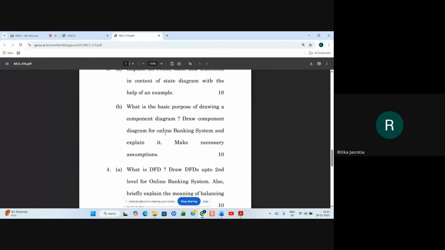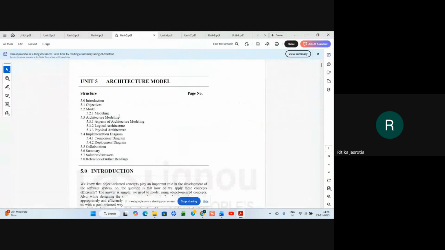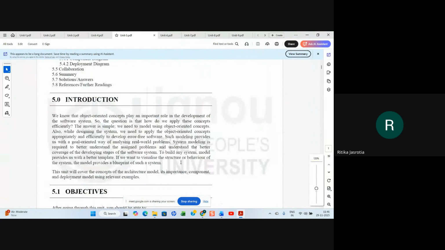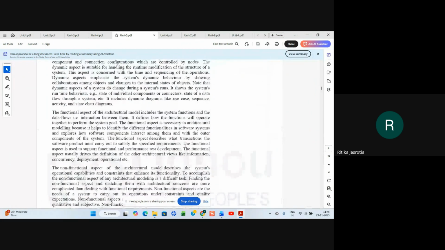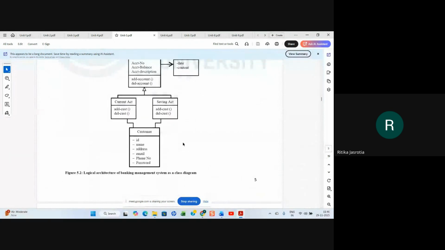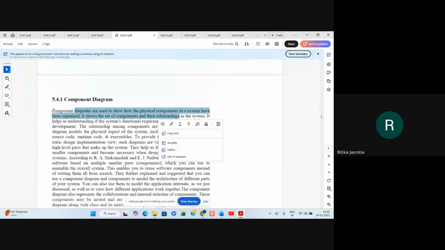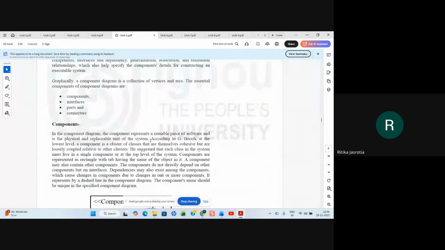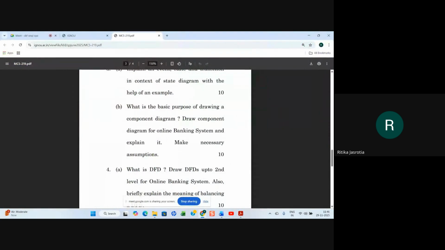What is the basic purpose of drawing a component diagram? Draw a component diagram for online banking system and explain it and make necessary assumptions. So in practical also, we had gone for the component diagram, right? So you can go for that. A component diagram is part of your architectural modeling diagrams also, along with the deployment diagram. So component diagram is given, everything is given about the component diagram here. They are asking you what is the basic purpose of drawing a component diagram.